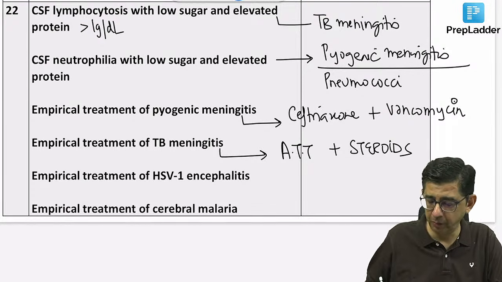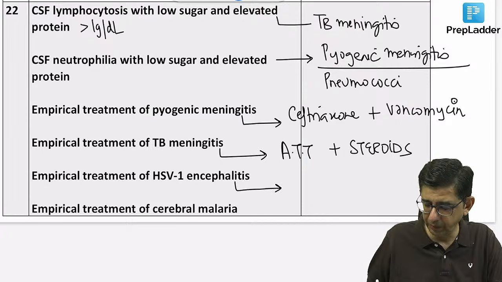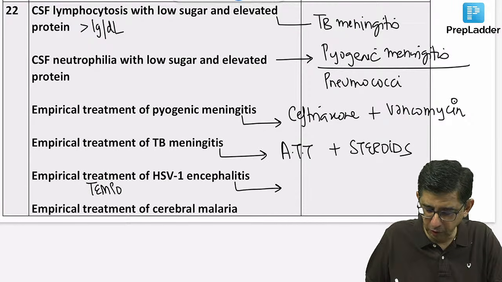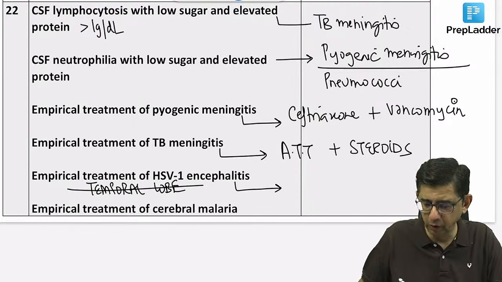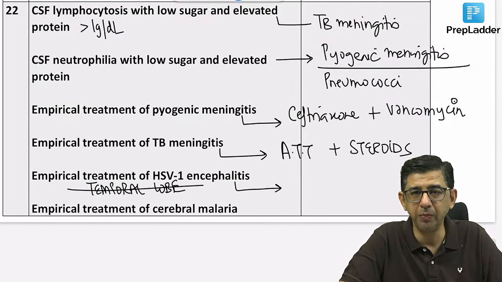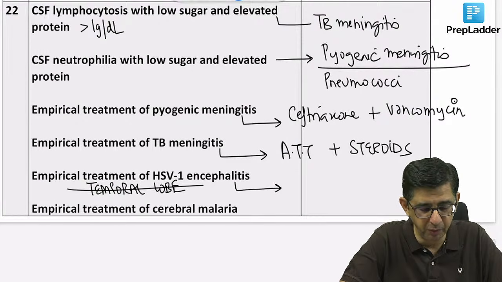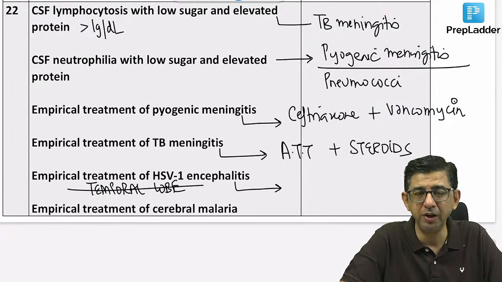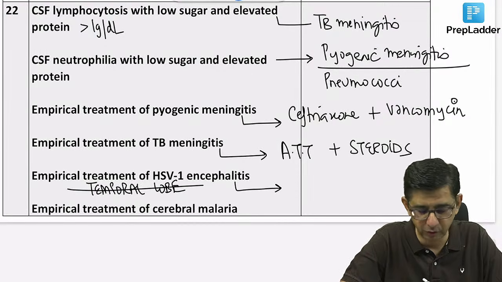Empirical treatment for herpes simplex 1 encephalitis. This has a predilection to involve the temporal lobe. So the history will always mention amnesia because the person will be losing his memory. Temporal lobe damage is usually seen with herpes simplex encephalitis. Loss of memory can be present. If he asks what would be given for these patients, then you have to answer ATT plus dexamethasone. No, not plain ATT. It is ATT for 1 year with dexamethasone for 6 weeks.